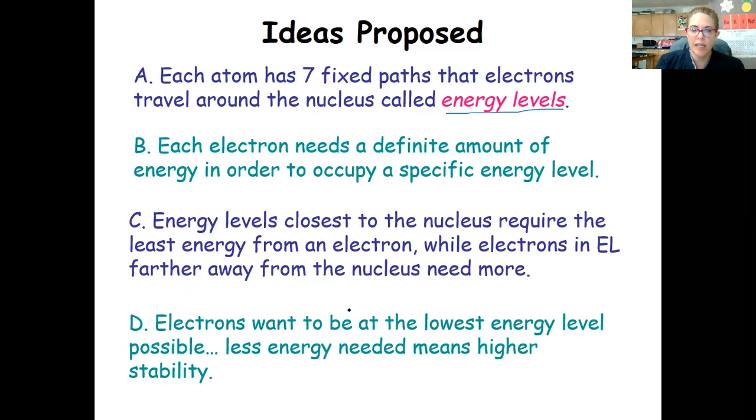So less energy needed means a higher stability. So I'm going to just basically say that level 1 has less energy than, say, level 3. So the lowest energy is level 1 and the highest energy is level 7. There are 7 energy levels, and that corresponds to the 7 rows of our periodic table.